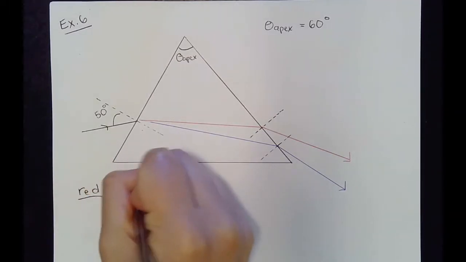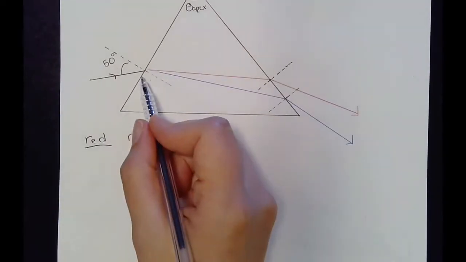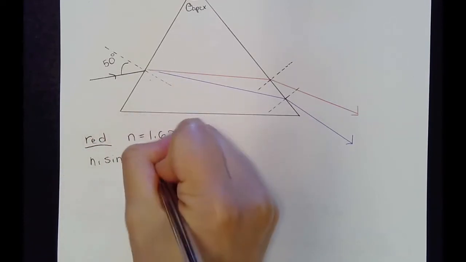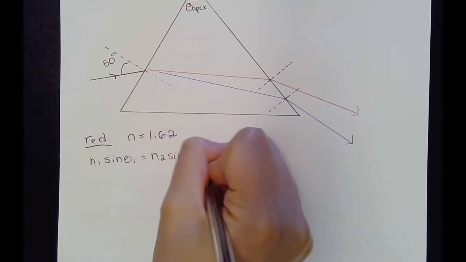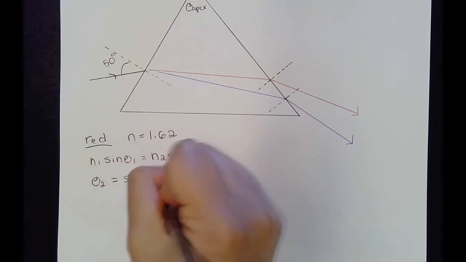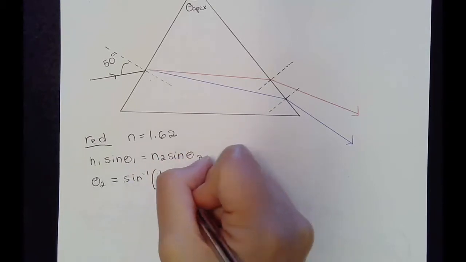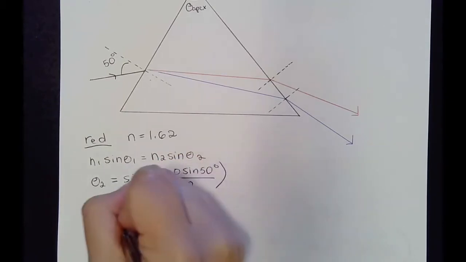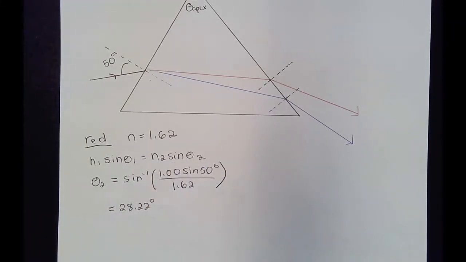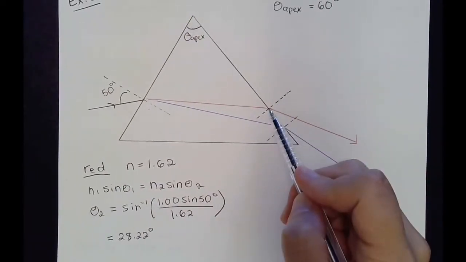For red, we have n is 1.62. And first we're going to need Snell's law at this first surface. So n1 sine theta 1 equals n2 sine theta 2. We get theta 2 equals sine inverse of 1 times sine 50 over 1.62. So 28.22 degrees. Okay, now we want to apply Snell's law here at this second surface for the red light.